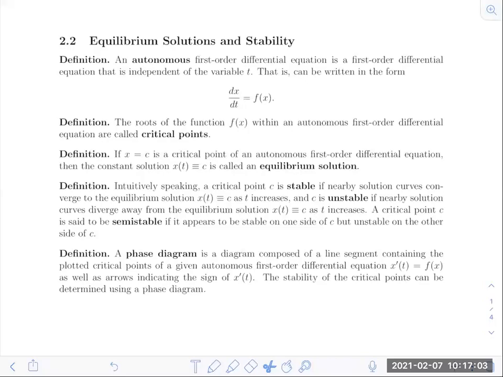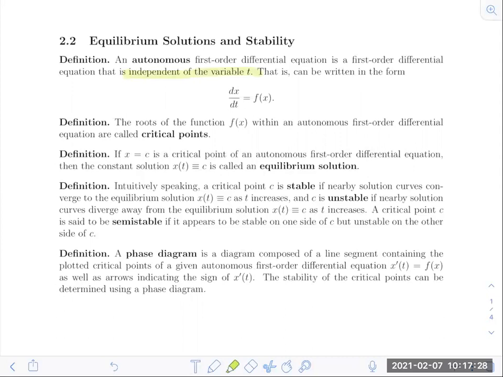In this video, we're going to discuss section 2.2, equilibrium solutions and their stability. This section is going to focus on what's known as autonomous DEs, a very particular type of DE that makes them slightly easier to solve. An autonomous first order DE is a first order DE that is independent of the variable t. That is the takeaway here.